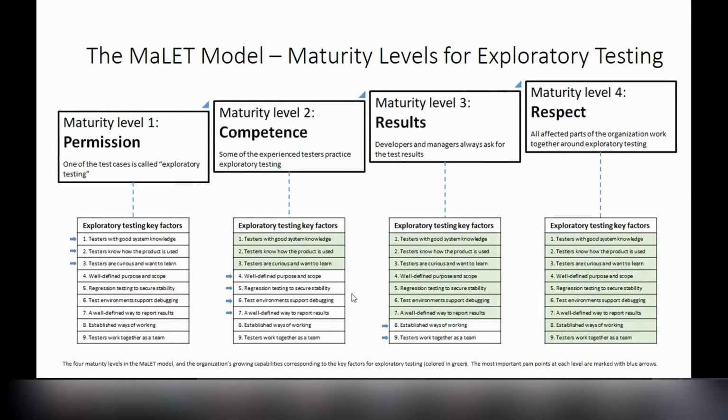And it's also about finding good ways of working when it comes to not just producing bug reports, but also having as short a time as possible to not just identify your problems, but also to fix them in the organization. So it's about optimizing the complete flow. So when you have worked with these problems, you arrive at what we refer to as maturity level number 4, which is about respect. So there you have that all affected parts of the organization work together around exploratory testing.